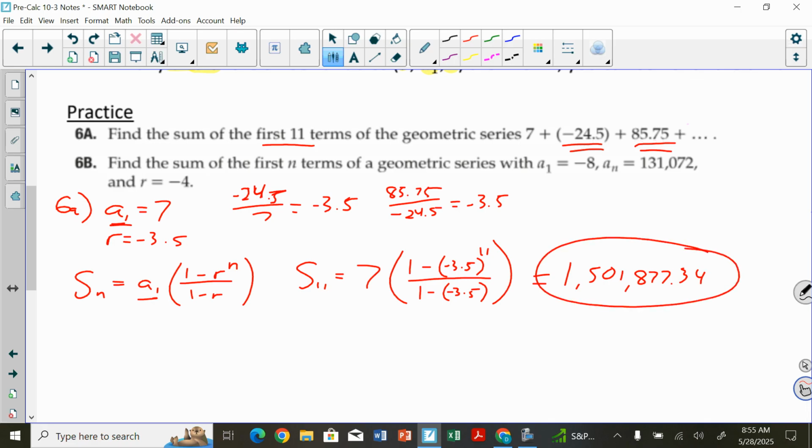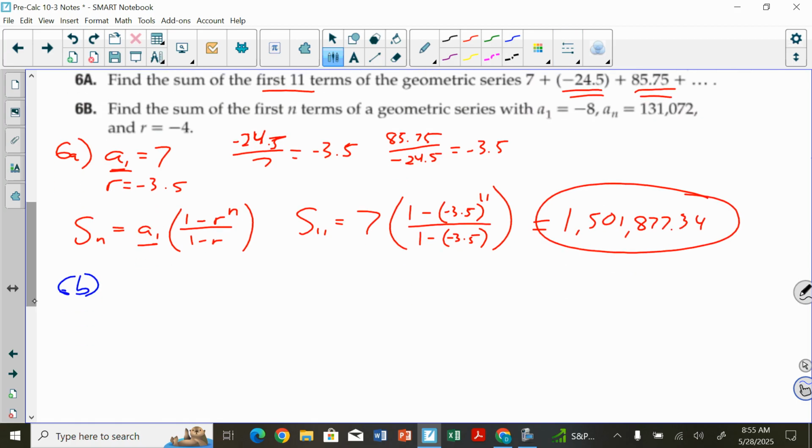There you go, plugging in the numbers into the formula. Okay, let's look at 6b. So 6b here now. In this case, we used formula 1 here. Let's go ahead and use formula 2 on this one.